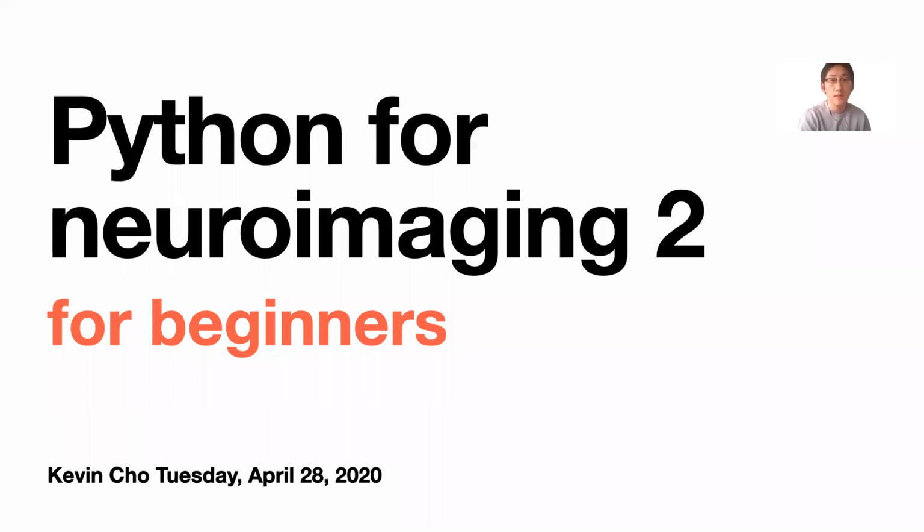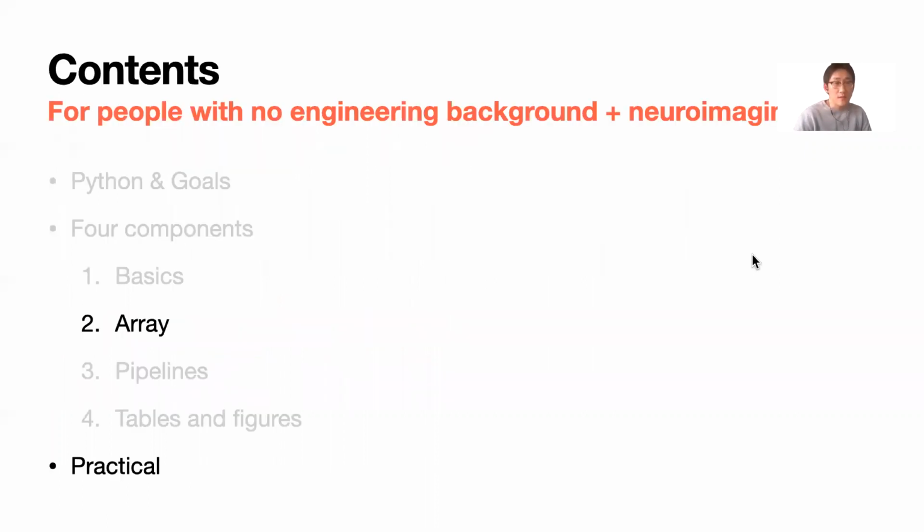Okay, I'll start. So thank you for coming again. This is Python for Neuroimaging for Beginners, the second session. Again, this is for people who have no engineering background and have an interest in learning Python to apply in neuroimaging. And today we will focus on array.